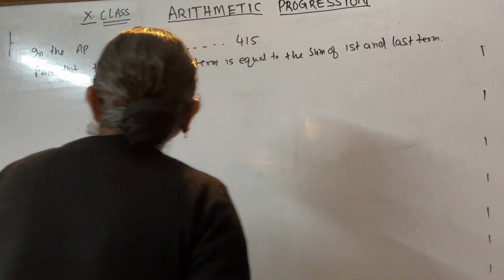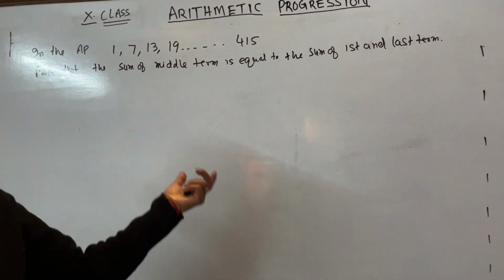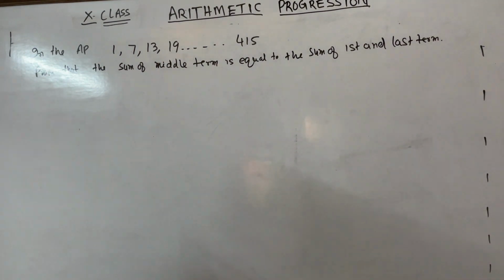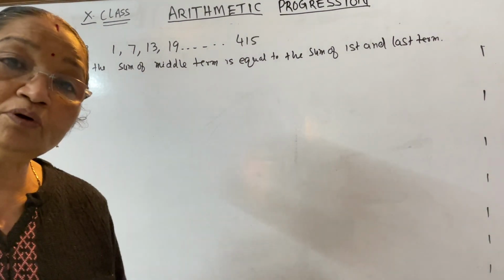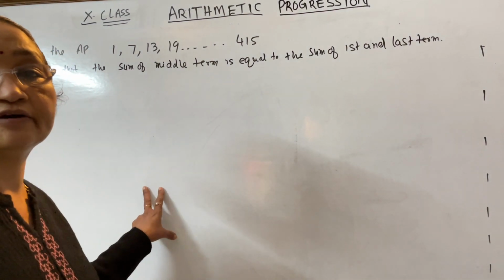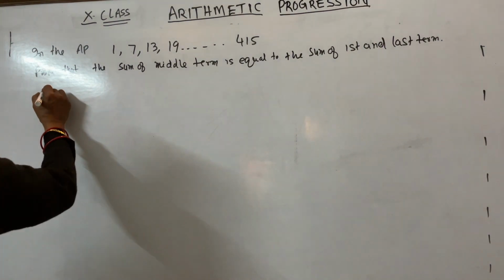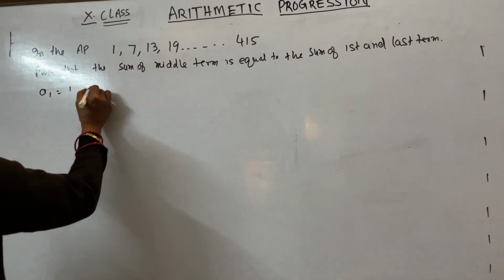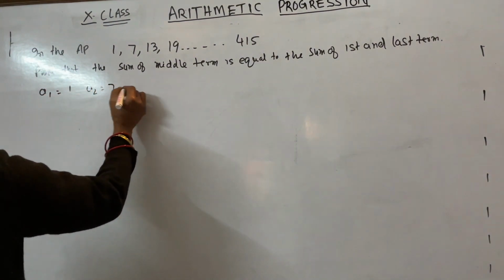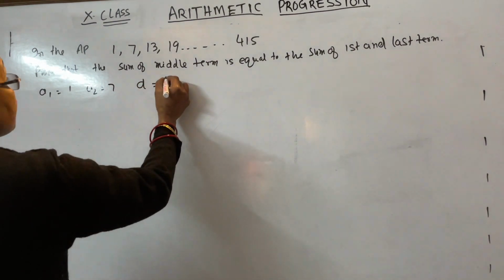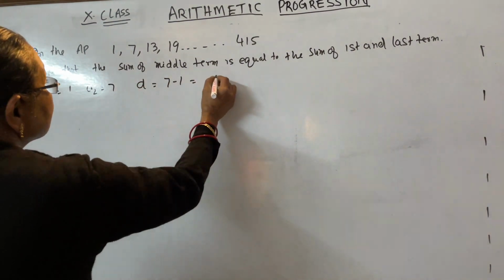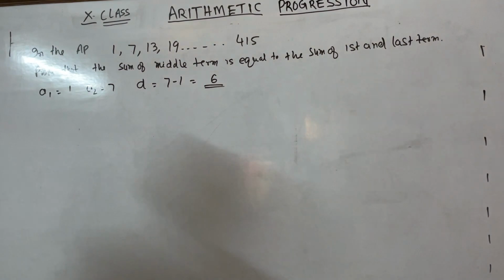This is like the previous question, but you pause the video and solve it. After that you find out my solution. Okay. Now what is our A1? A1 is 1, A2 is 7. The common difference is 7 minus 1, that is 6. I did it a little bit fast. Okay, 7 minus 1 is 6.